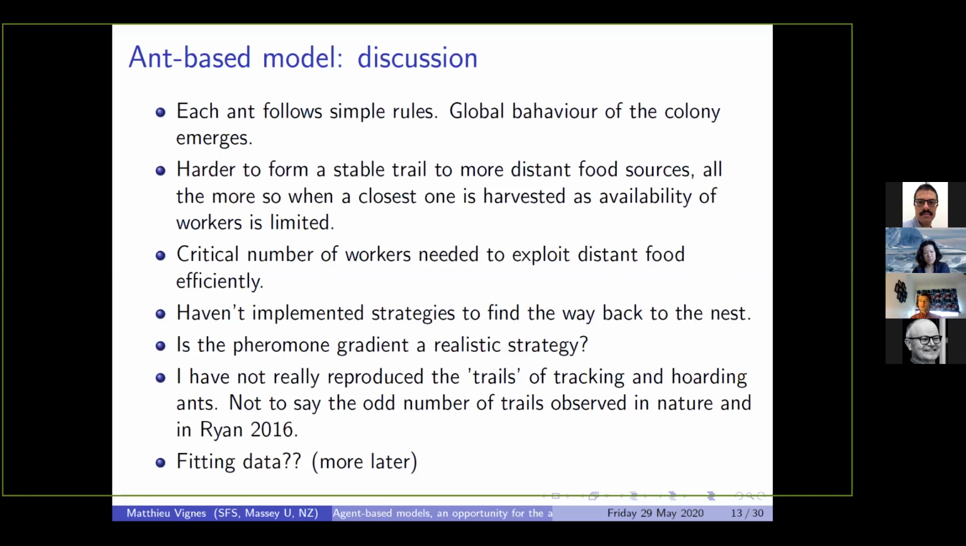I've not been able to really reproduce the trails of tracking and hoarding ants. And I didn't see the odd numbers of trails observed in nature or in the work by Sean Ryan. Yes, and then I'm thinking maybe there exists data on that, but how would I fit data to my simulations? I'll discuss slightly more on that later.